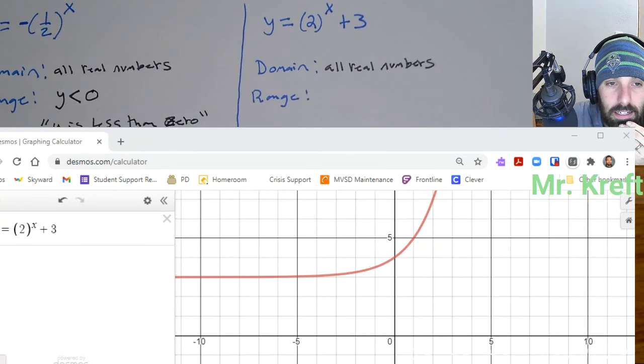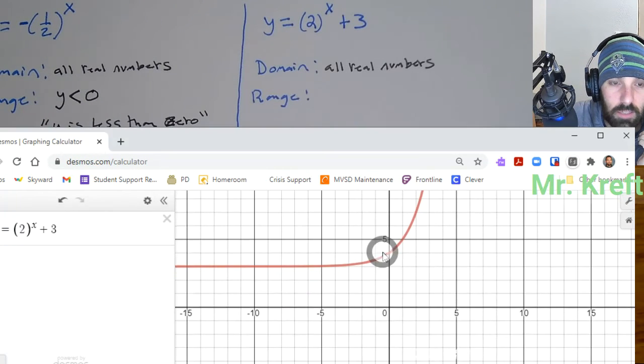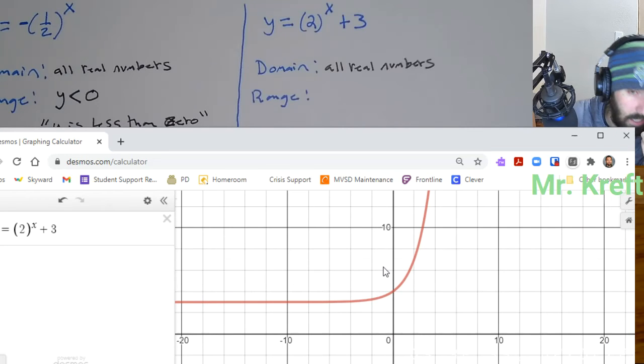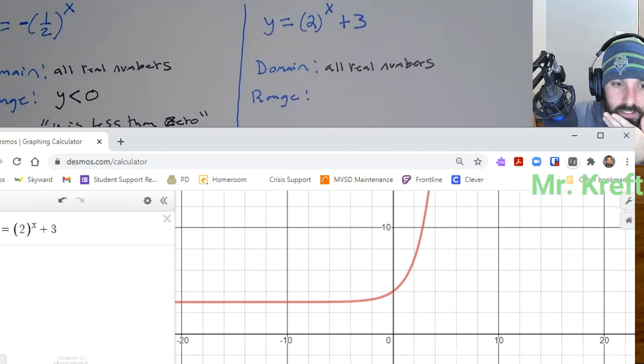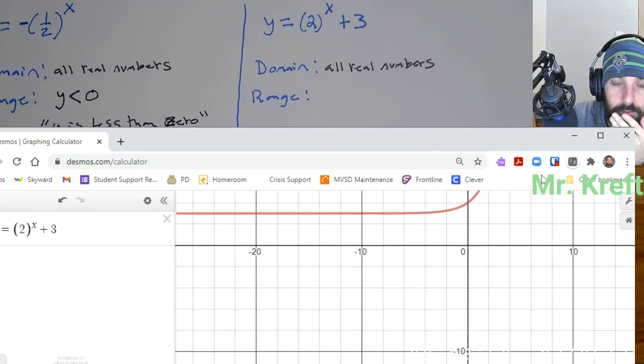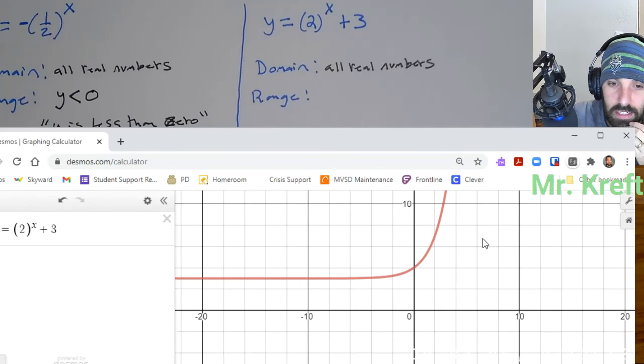Now for the range, can you guys tell me in chat? Talking about this one, is this function going to be above something or is it below? You guys tell me in chat. Is this function above a number or below a number? And take a look. Is it going above or below? What do you guys think?